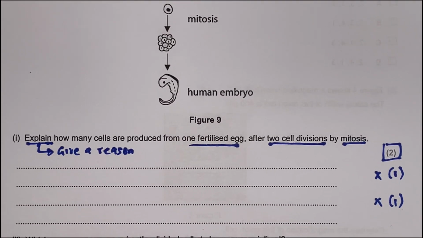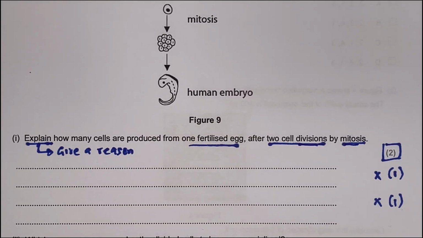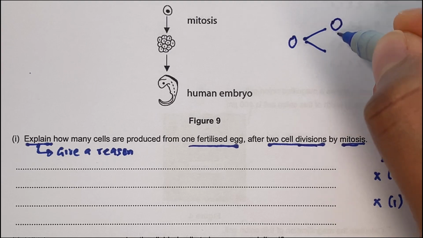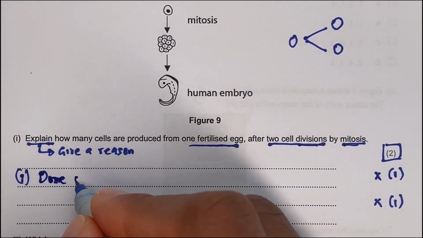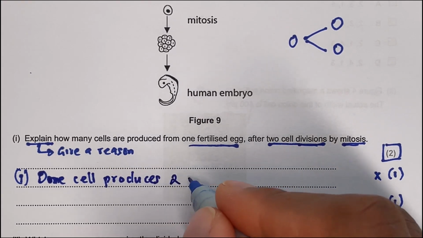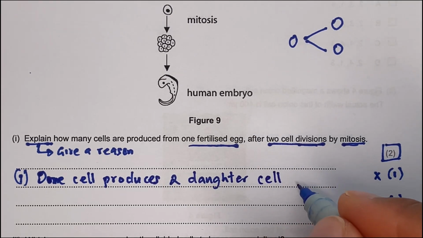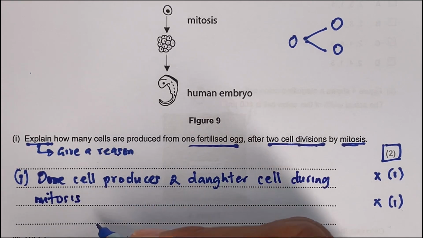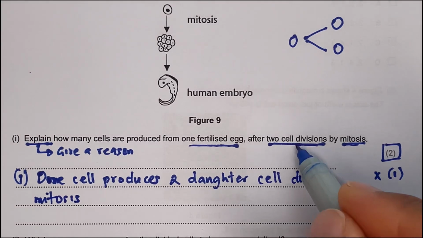Step 3. What do I know about mitosis and cell division? I know that in mitosis, one cell divides to form 2 cells. So I would write: one cell produces 2 daughter cells during mitosis. But the question wants to know after 2 divisions.